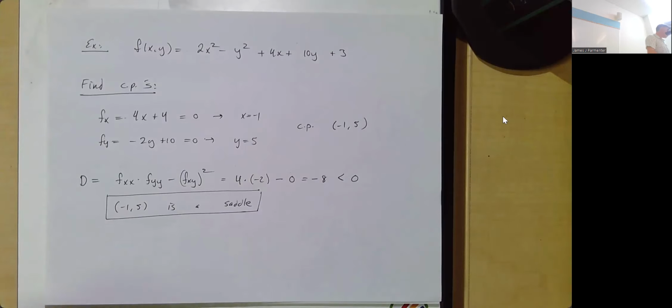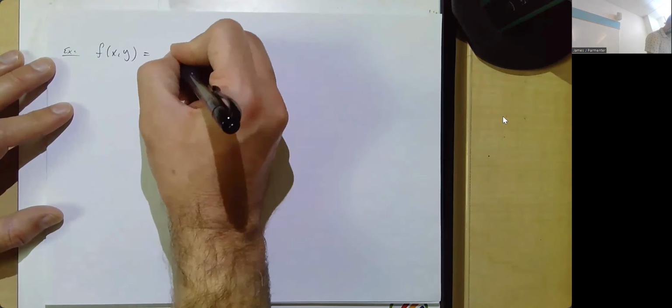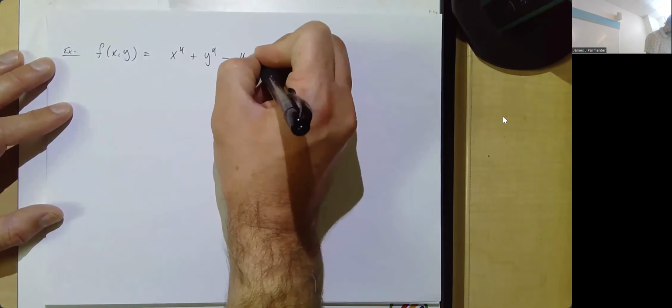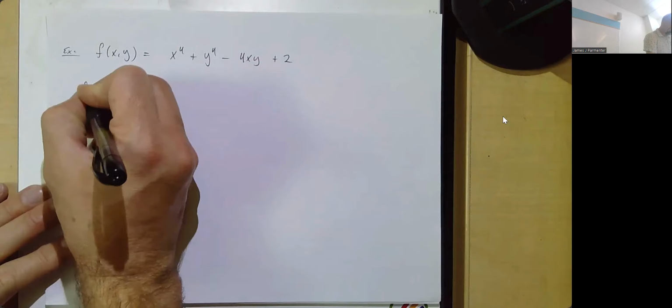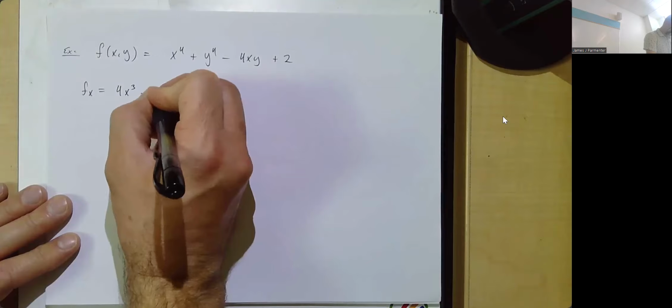Let's look at some more interesting examples. Let's say now we've got this function. F of xy is equal to x to the 4th plus y to the 4th minus 4xy plus 2. And we're going to do the same sort of thing. So fx is going to be 4x cubed minus 4y.